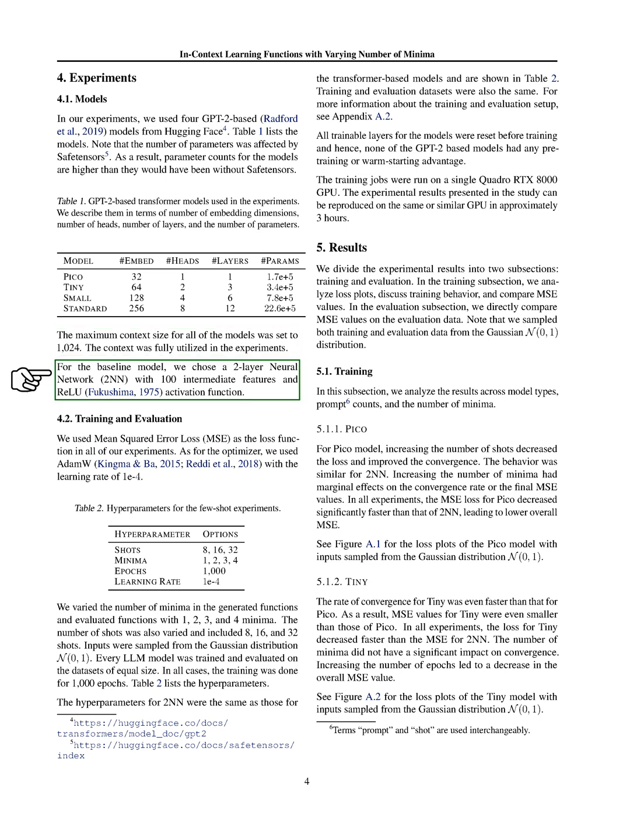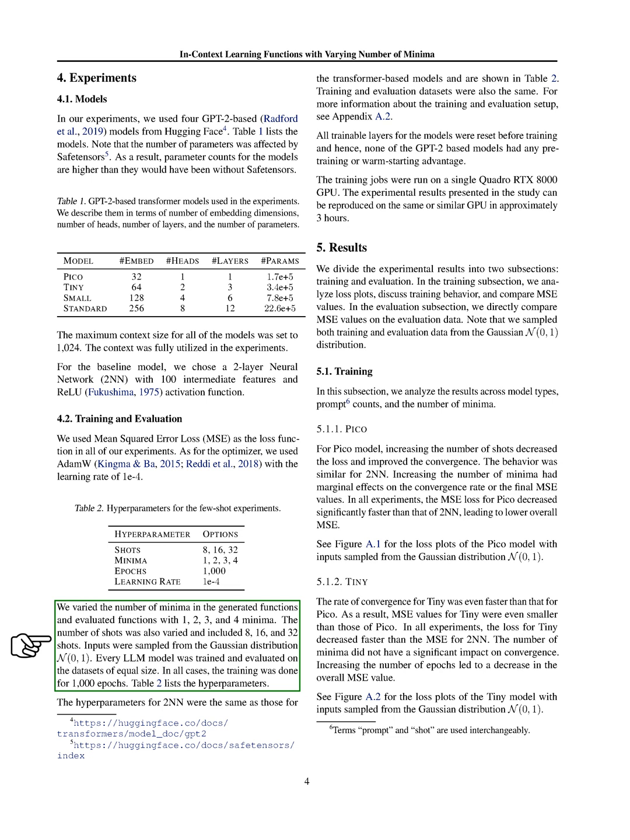For the baseline model, we chose a two-layer neural network, 2NN, with 100 intermediate features and ReLU activation function. For training and evaluation, we used mean squared error loss, MSE, as the loss function in all of our experiments. We used AdamW as the optimizer with a learning rate of 0.0001. We varied the number of minimum points in the generated functions and evaluated functions with 1, 2, 3, and 4 minimum points. The number of shots was also varied and included 8, 16, and 32 shots.